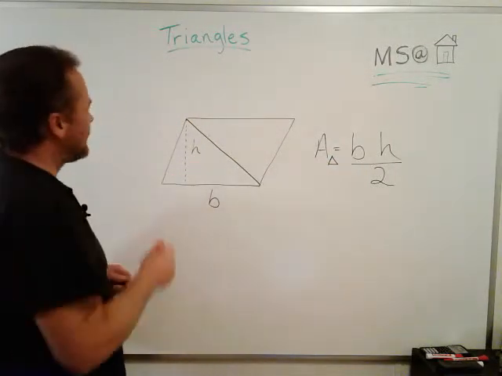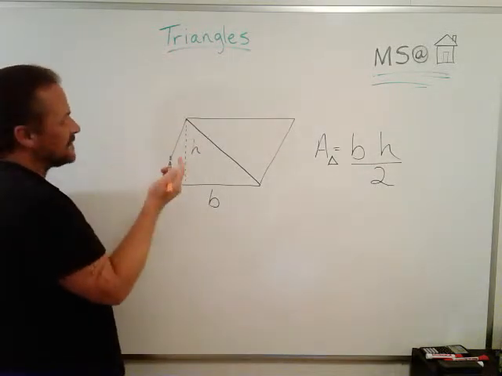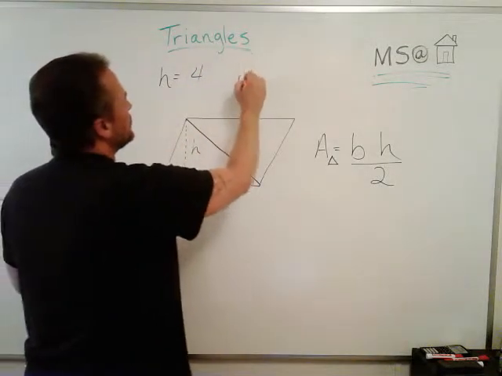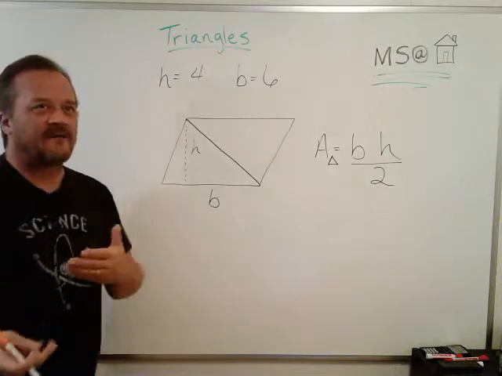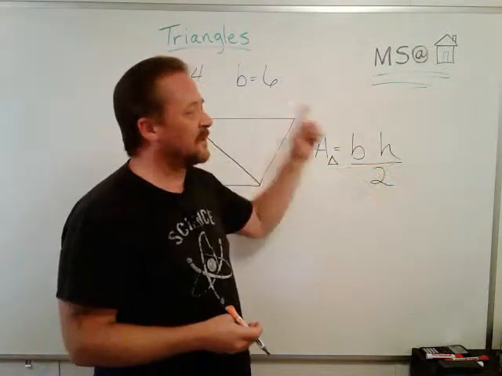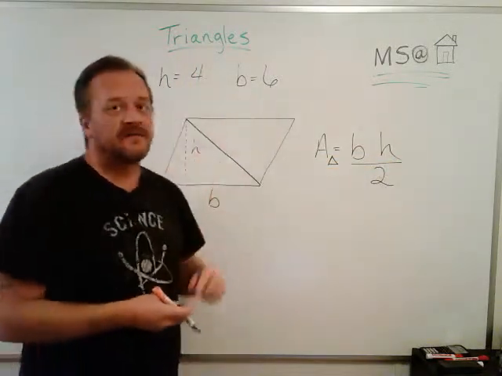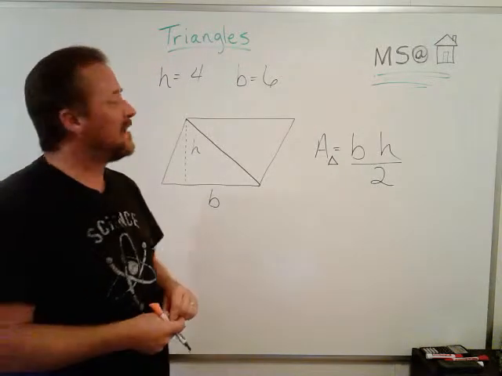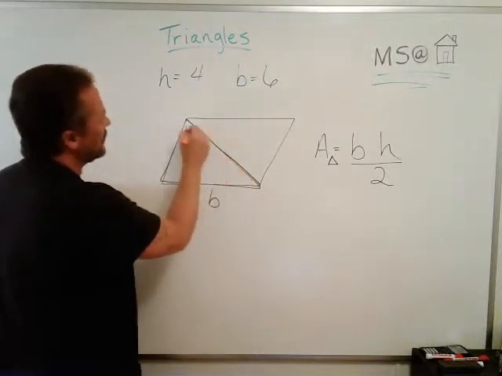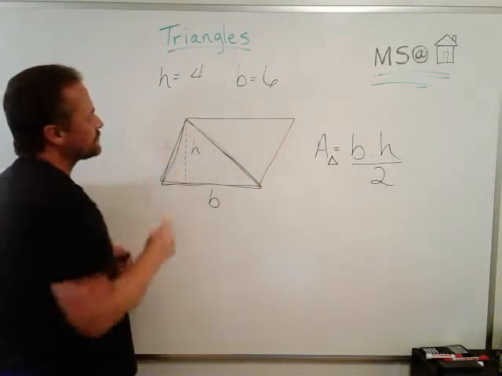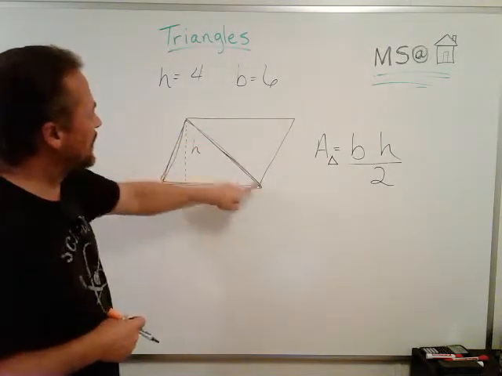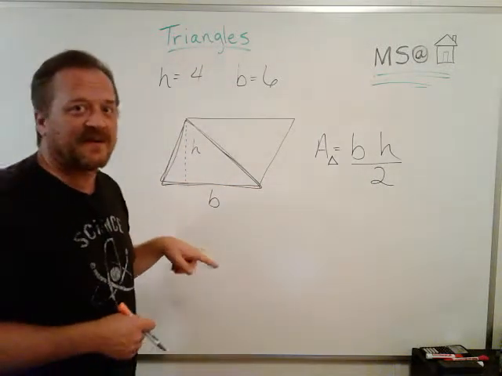Let's try it. Let's say that this parallelogram has a height of 4 and a base of 6. What's the area of the whole parallelogram? Well, for a parallelogram, I didn't divide by 2 yet, so it would be base times height. 4 times 6 is 24. But what if I just want to know the area of this triangle right here? This is the only one I care about. Well, since I already found the area of the whole parallelogram, I just have to cut it in half to find the area of that triangle.